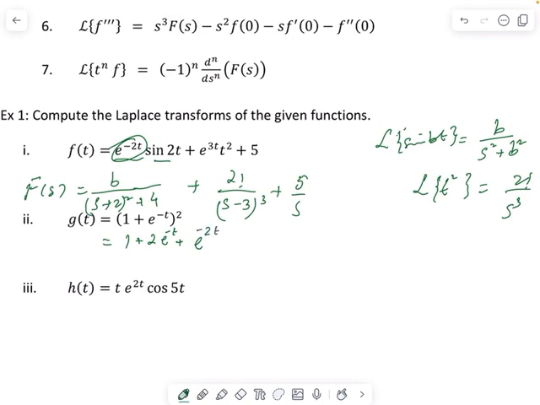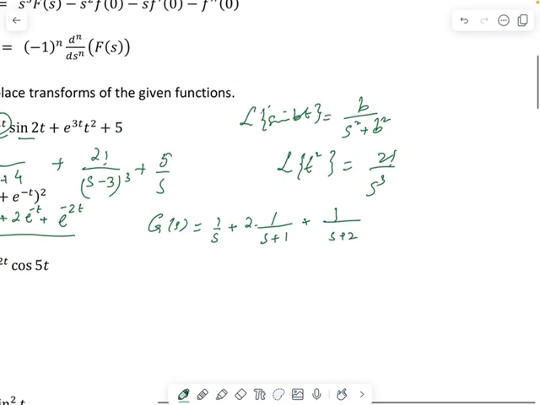So now we will look at what is the Laplace transform of this function. We will denote it by uppercase G of s because our function is lowercase g, so the Laplace transform will be denoted by uppercase G, which is equal to 1 over s, plus 2 times e to the minus t, so it will be 2 into 1 over s plus 1, and then plus 1 over s plus 2. Just clean it up and that is our answer.